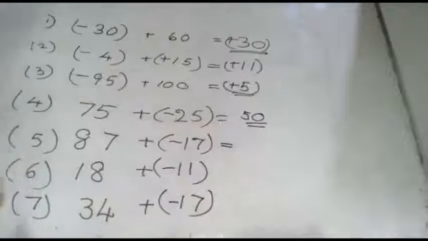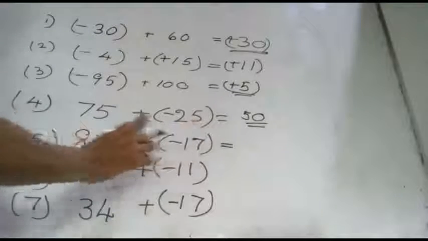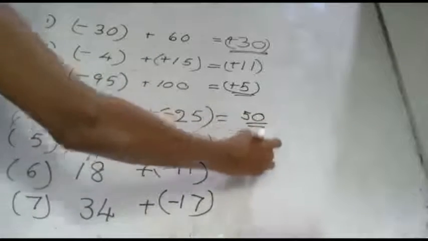Positive 87 plus negative 70. What's the answer? Tell me please. 70. Yes. 17 subtracted from 87 is equal to 70. Positive 70.